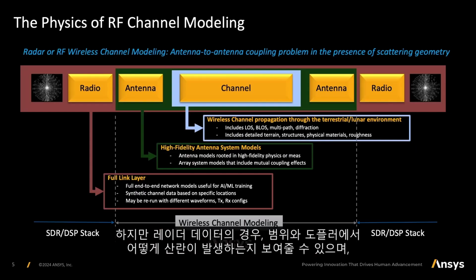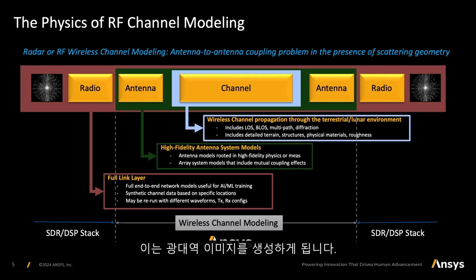I'm trying to show you the channel with radar data. I have the exact same information, that scattering data, the scattering matrix. We use that to help understand signal flow for comms. But for radar data, I can show you where things scatter both in range and also in Doppler, which generates our wideband images.